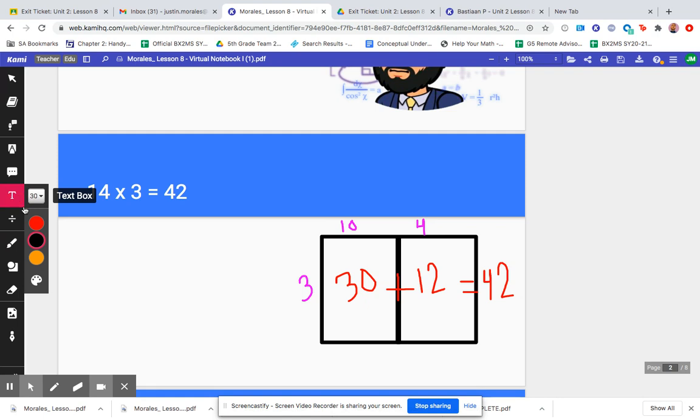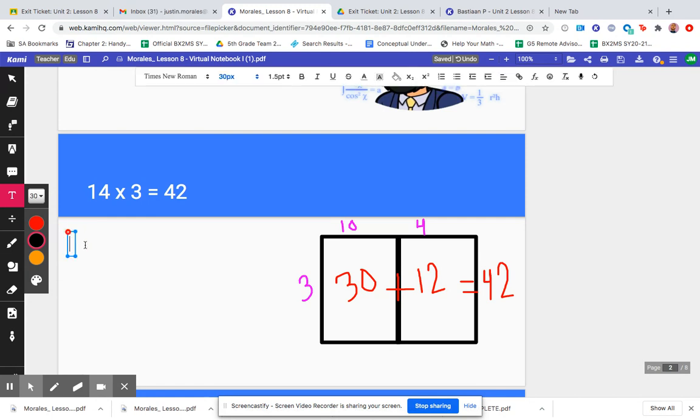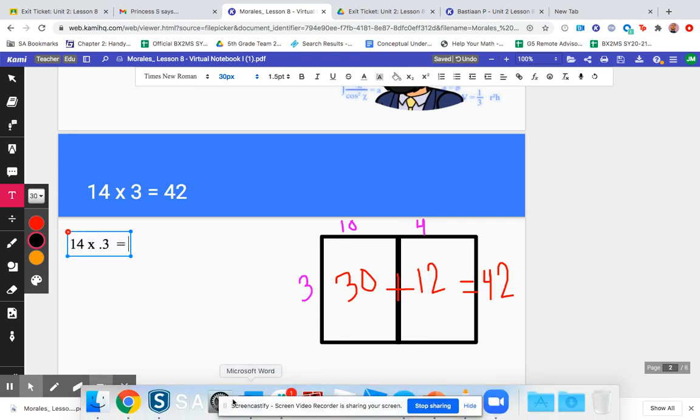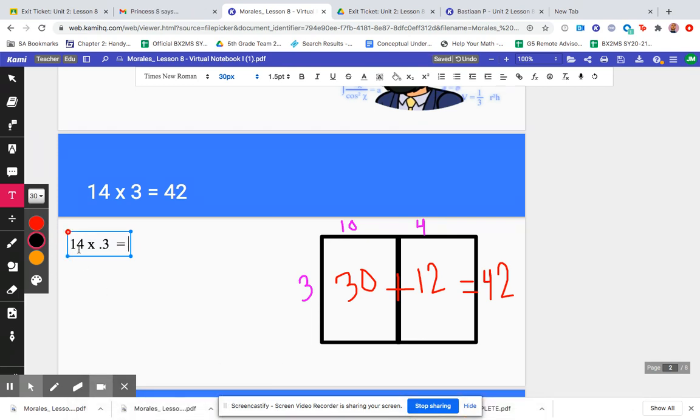But this video is about multiplying decimals, Mr. Morales. So those are whole numbers. That doesn't help us. Well, you see that actually does help you, because multiplying decimals is the exact same thing as multiplying whole numbers. So let's have a problem here. 14 times 3/10. So all you want to do is multiply them as whole numbers. So 14 and 3, which we know is 42.